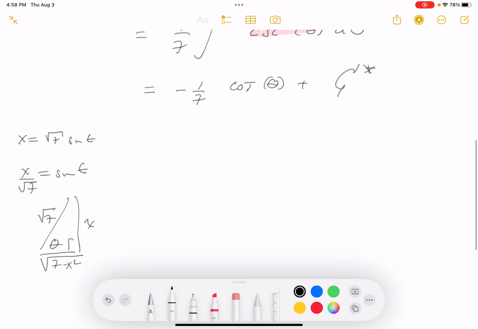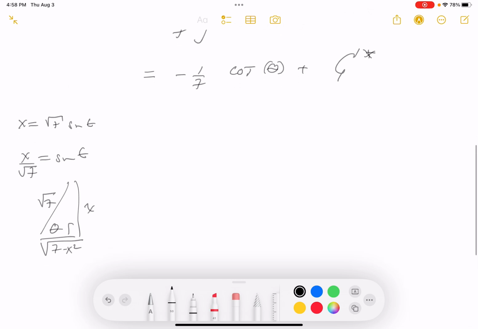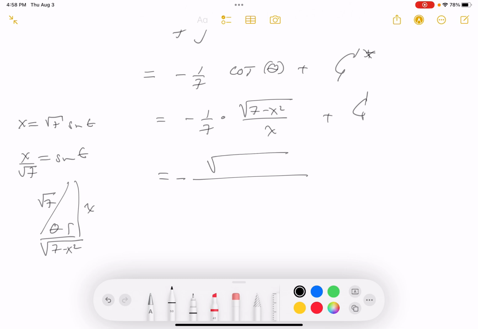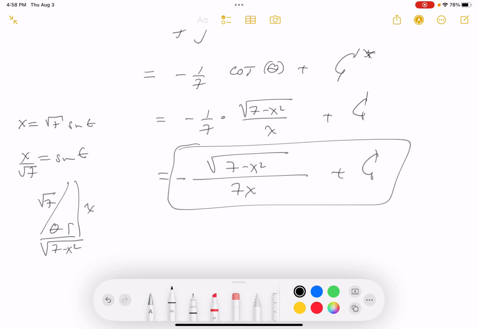All right, what do you got to do over here? Gee, the cotangent, right? Minus 1/7. The cotangent is going to be the root of 7 minus x squared over x plus c. I'm done now. I'm going to simplify a tiny little bit. I'm going to say minus, and bottom is 7x plus c. Going to commit to this answer.